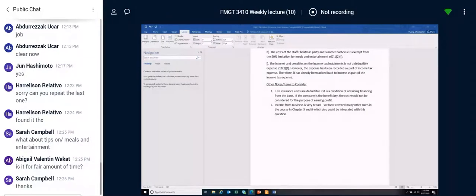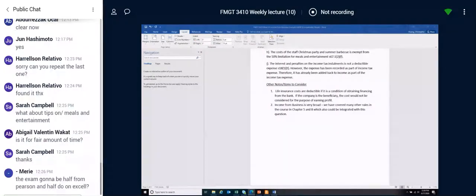What do you mean by is it fair for amount of time? All I will say, Abigail, is fair is what we think is fair. Fair is a subjective question. Is it going to be half and half? No. It's not been determined. So we will see. It could be more, it could be less.